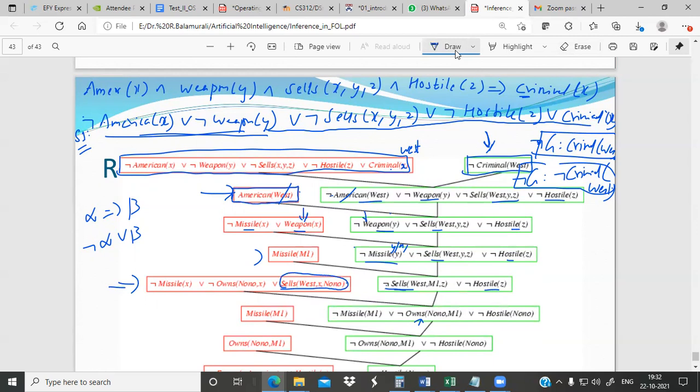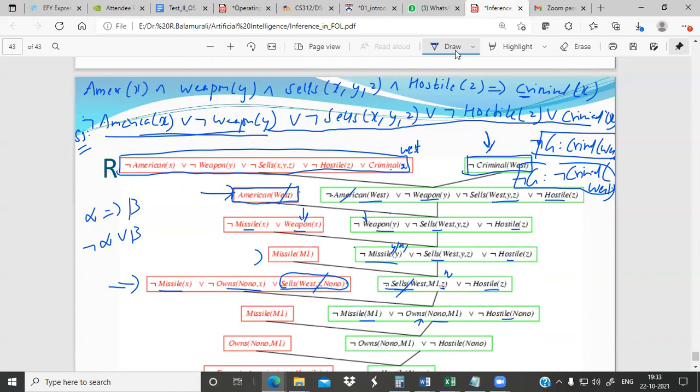This is West sells X to Nono. This is West sells M1 to Z. Here Z can be converted to Nono, and here X can be converted to M1. Hence, these two will be cancelled out. Then you will have all these things: not missile of M1, since X is replaced with M1, not Nono owns M1, or not hostile of Nono.